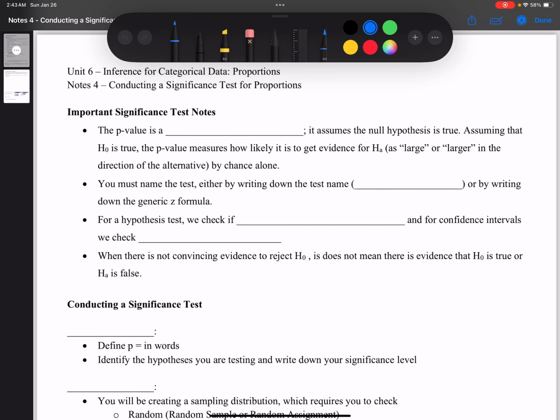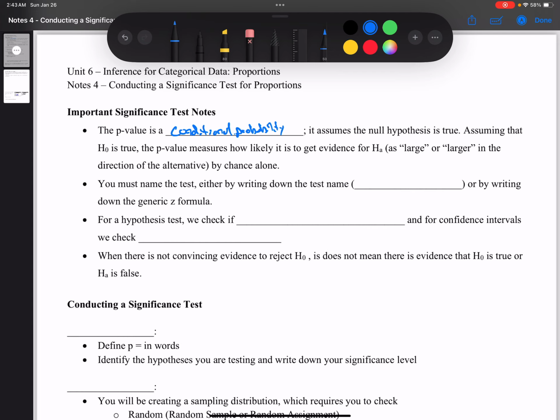All right, so last time we talked about the basics of how to set up a significance test. Today I'm going to do a quick review and then actually conduct one test, okay? So the p-value, of course, is a conditional probability. Again, we talked about all this part last time. Conditional probability. It assumes the null hypothesis is true.